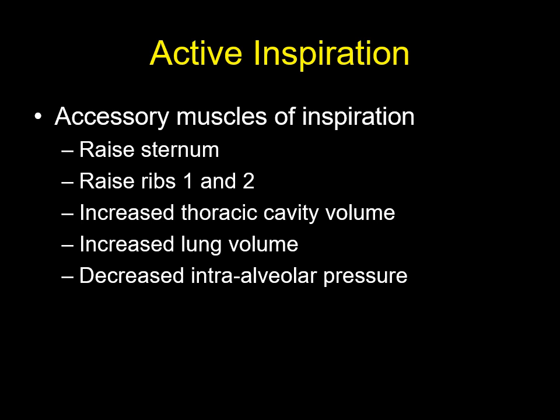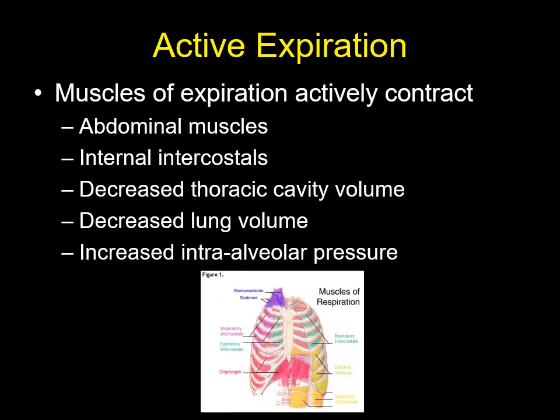Active inspiration involves the accessory muscles of inspiration, which raise the sternum, raise ribs 1 and 2, and increase thoracic cavity volume, which increases lung volume and decreases intra-alveolar or intrapulmonary pressure. During active expiration, muscles of expiration actively contract, abdominal muscles contract, intercostal muscles contract. This decreases thoracic cavity volume, decreases lung volume, and oppositely increases intra-alveolar or intrapulmonary pressure.